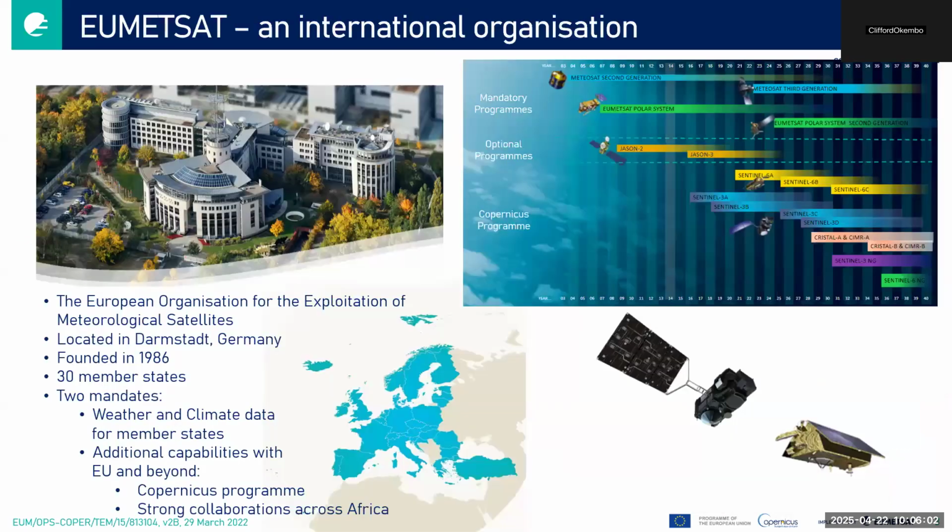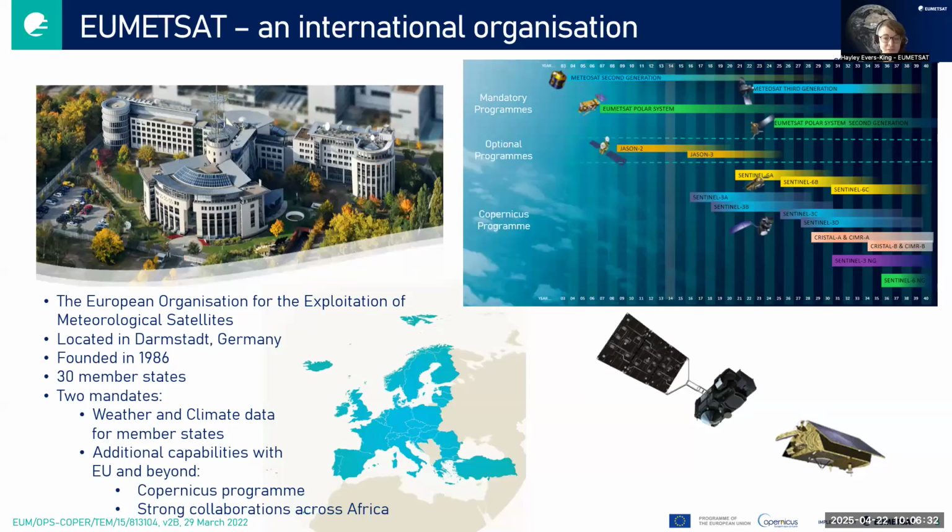So a little bit more about EUMETSAT. This is us. You can see our lovely building here in Germany in the picture. So we are the organization for the exploitation of meteorological satellites based in Germany. We represent 30 different member states from across Europe, and we have two main mandates. The first is to provide weather and climate data to those member states, and the second is to produce additional capabilities with the European Union and beyond.